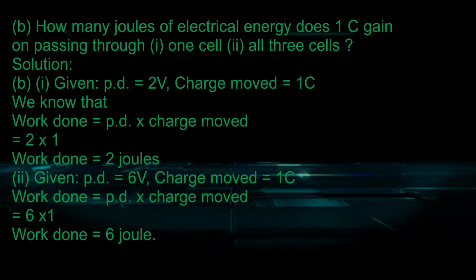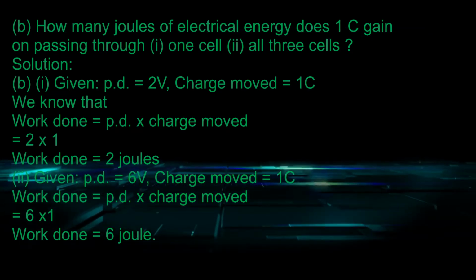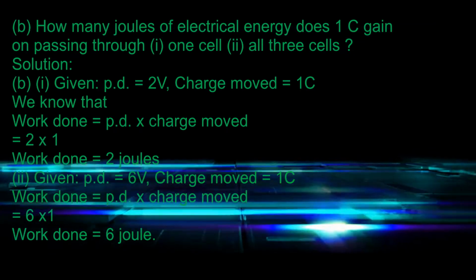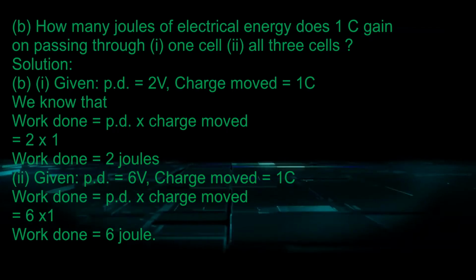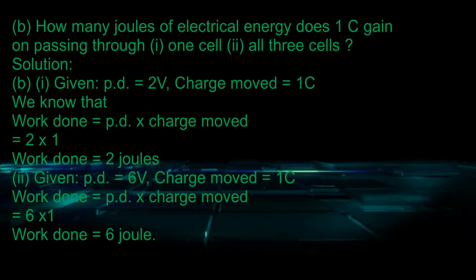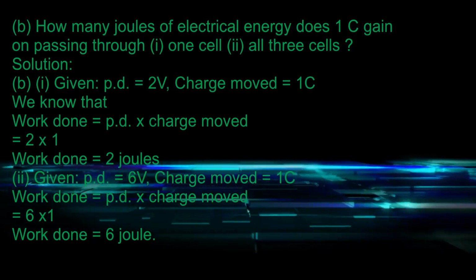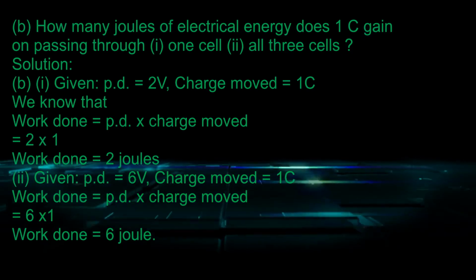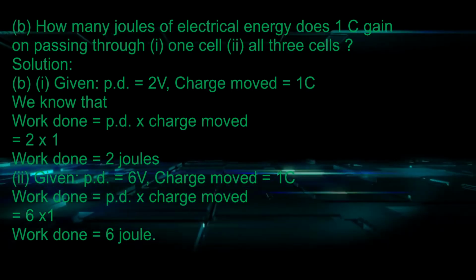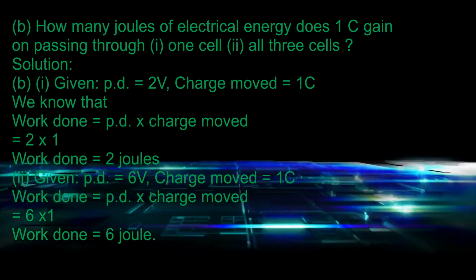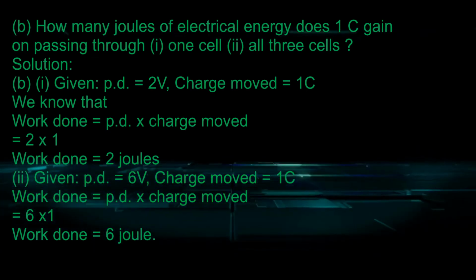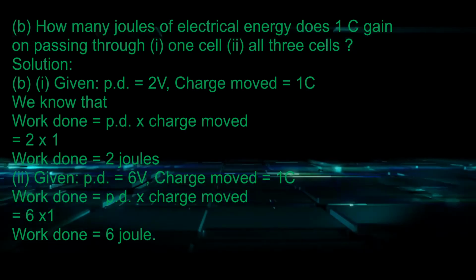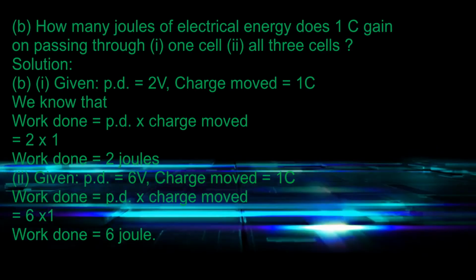B. How many joules of electrical energy does 1 C gain on passing through 1, 1 cell, 2, all 3 cells? Solution. B. 1, given, PD equals 2 volts, charge moved equals 1 C. We know that work done equals PD x charge moved equals 2 x 1, work done equals 2 joules. 2, given, PD equals 6 volts, charge moved equals 1 C. Work done equals PD x charge moved equals 6 x 1. Work done equals 6 joules.